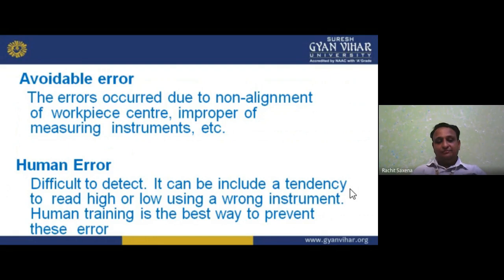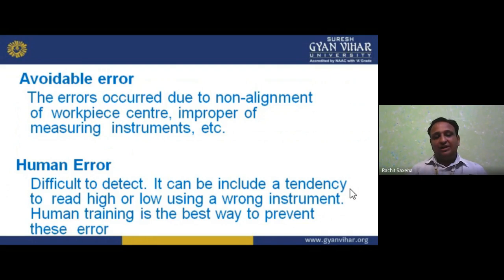Now the human error. Human error is difficult to detect, difficult to identify. It can include a tendency to read high or low, or using a wrong instrument. Human training is the best way to prevent these errors. We train the human to use a good, calibrated instrument, and while taking the reading, to make proper connections and have proper vision to identify the reading, to record the reading, to read the reading basically.